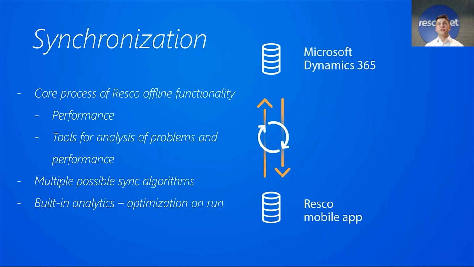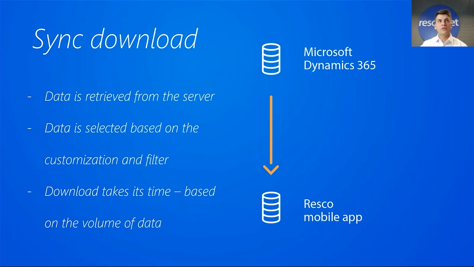Yes, so the synchronization basically consists of the download process, where the data is retrieved from the server. This is based on the projection that we defined in the mobile project. So again, the entities, the fields, and the records. And the volume of the data very much affects how the synchronization will perform. So again, you need to keep that in mind to keep this effective. You don't want 10 gigabytes of data in the application, or you don't even need it.